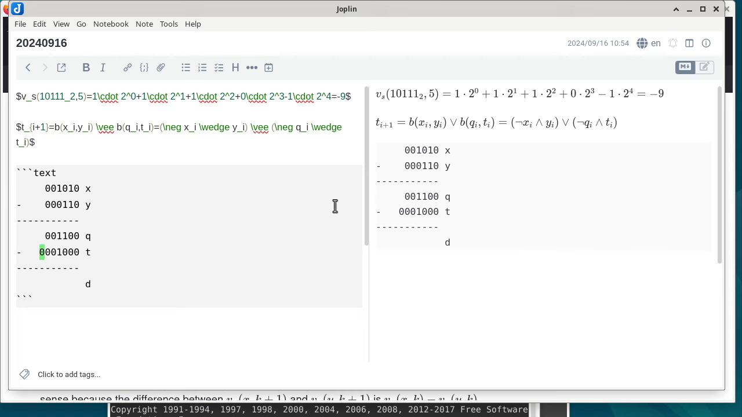So now that we have Q and T, the way we compute D is the exclusive OR between the Q and the T, so we have 0, 0, 0, 1, 0, 0. So that is the final answer.